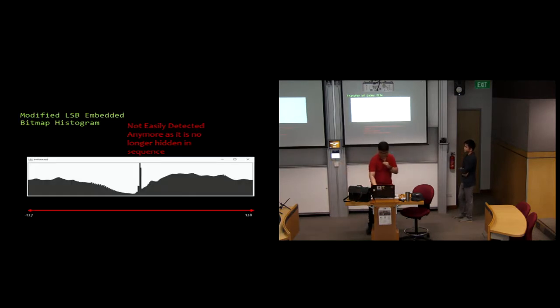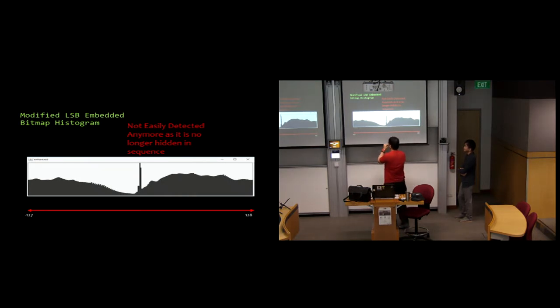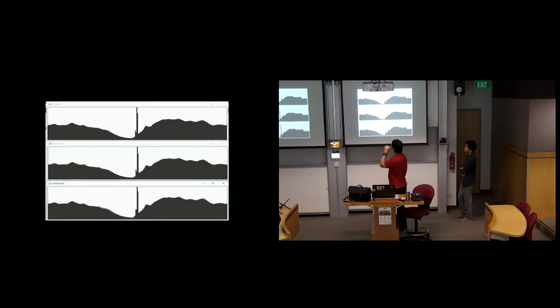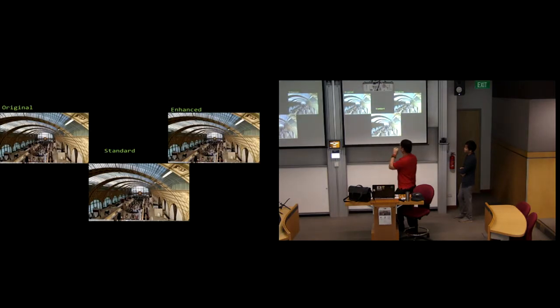So you can see now that when you modify it, you can only see jagged edges here. The rest is all mostly smoothed out. If I don't give you the original histogram and I give you this, you won't really know that there's something hidden, because this is more obvious than this. You can see that the three images all appear the same to the naked eye. So now I will show the demo.